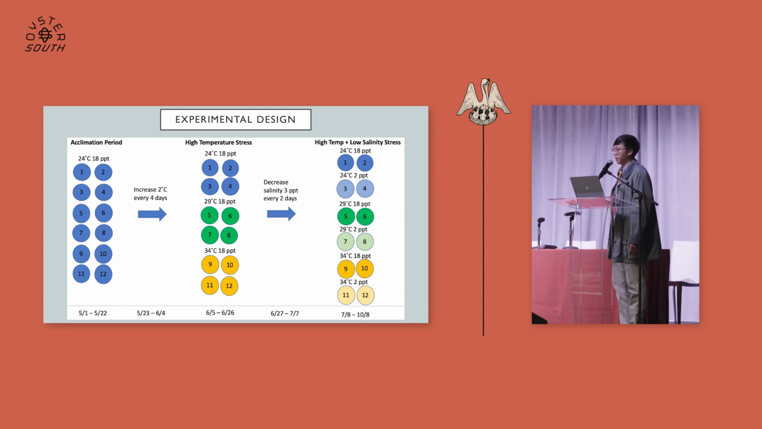And so after we held these conditions for around a month, we then decreased the salinity in some of our tanks to get 2 different salinities in each temperature treatment that we established in the previous phase. So this is where we get into that combined stressors phase, where we look at the combined effects of high temperature and low salinity stress on differential diploid and triploid mortality. We have a salinity of 2 and 18 at each of the 3 temperatures that we established earlier.